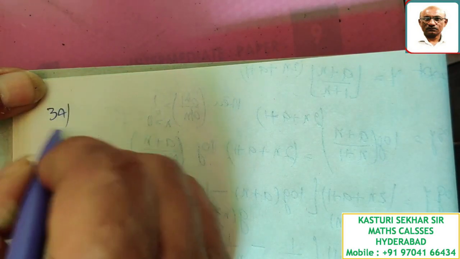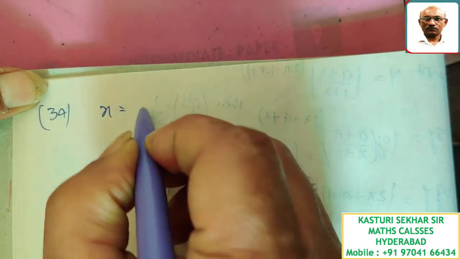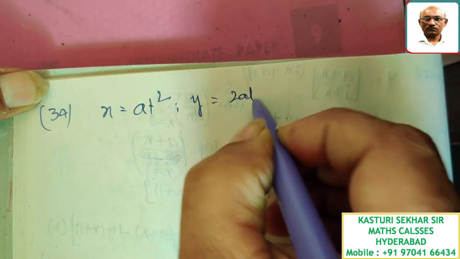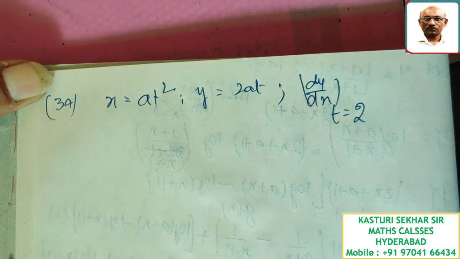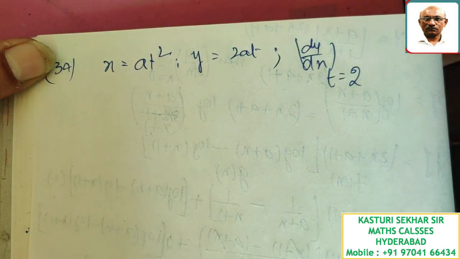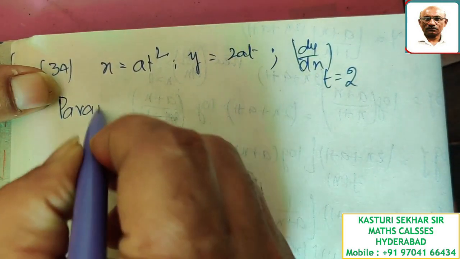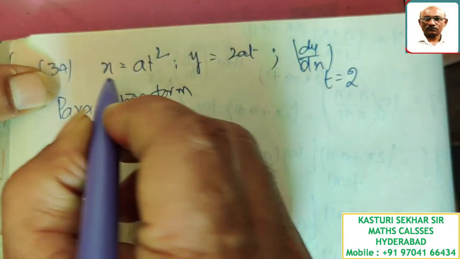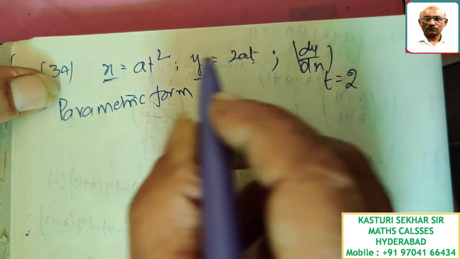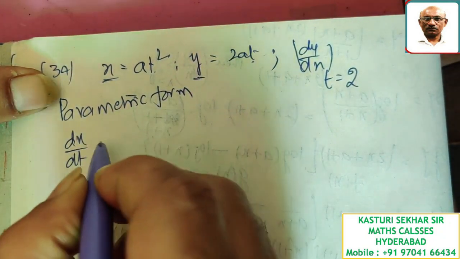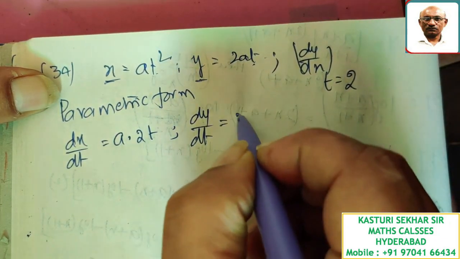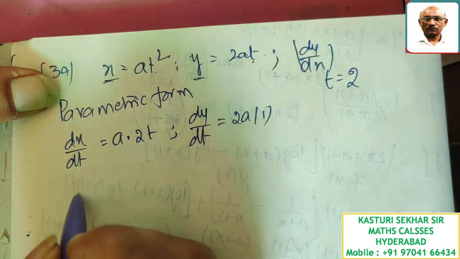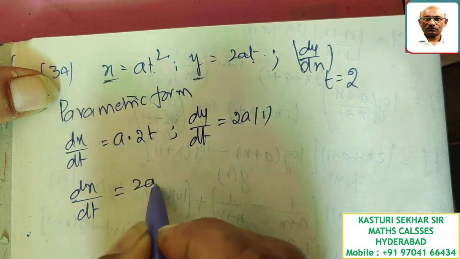Question number 34. x is equal to a t square, y is equal to 2 a t, then dy upon dx at t is equal to 2. Now parametric form. x is a dependent variable, y also dependent variable in terms of t. dx upon dt, a into t square derivative 2t, dy upon dt, 2a into t derivative 1. So dx upon dt is equal to 2at.